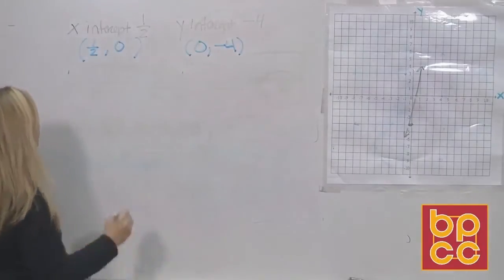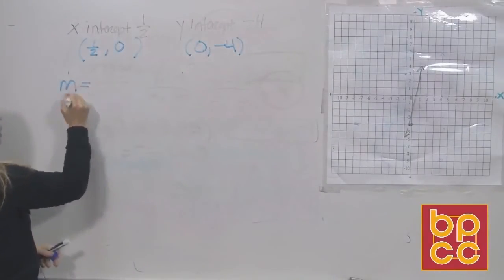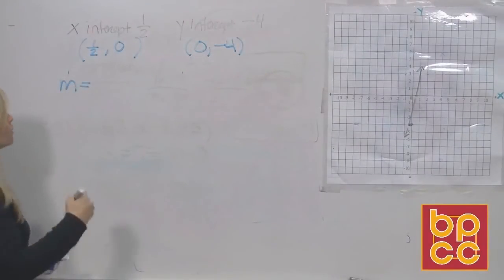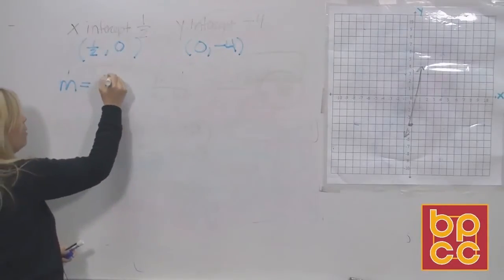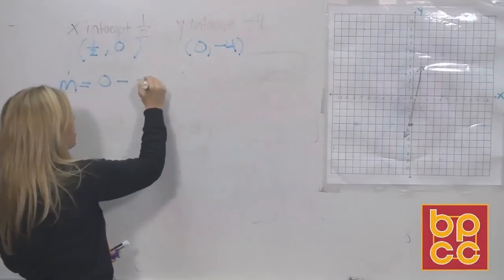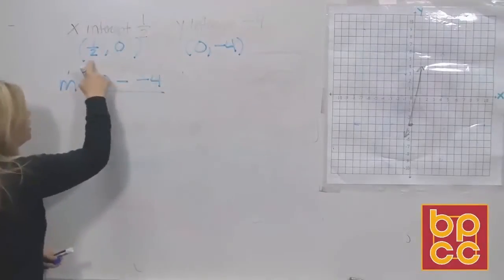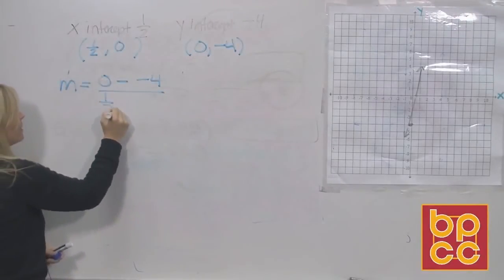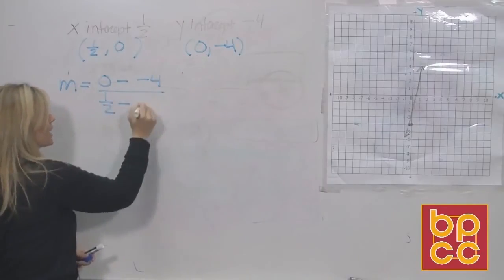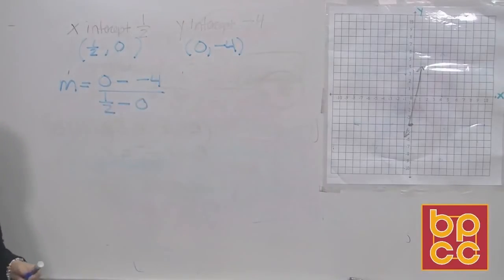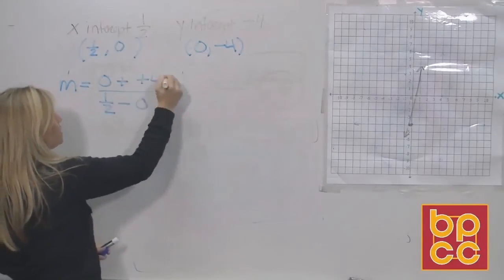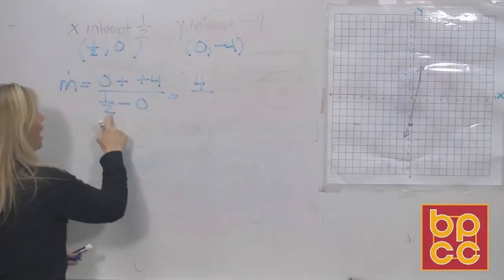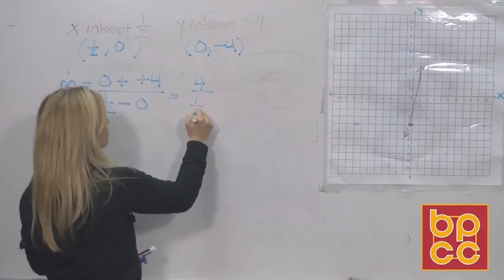If you have those 2 points to find the slope, you can do the formula. Rise over run. Subtract the y's, subtract the x's. The first y is 0, subtract the second y, which is -4. The first x is 1/2, subtract the second x, which is 0. Now we're going to do our arithmetic. 2 negatives make a positive. So this would be 0 plus 4, which is 4. 1/2 minus 0 is 1/2.